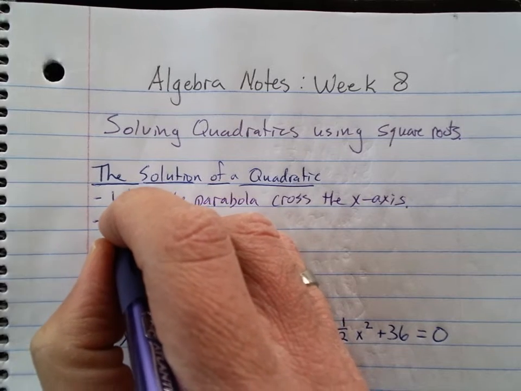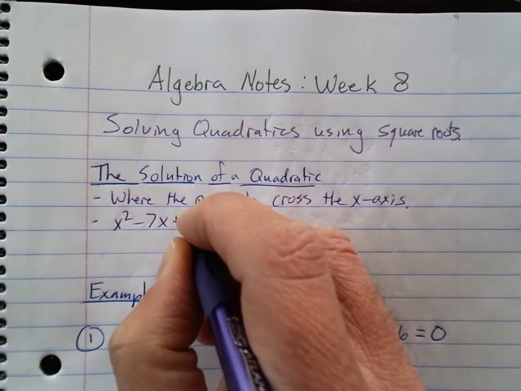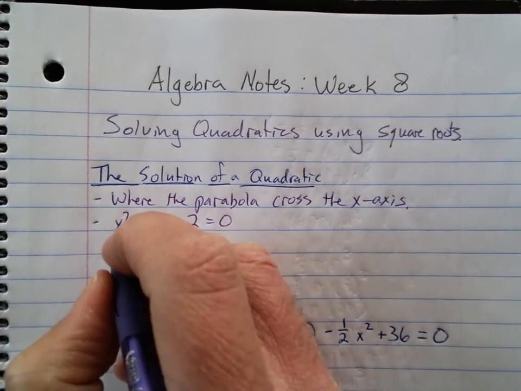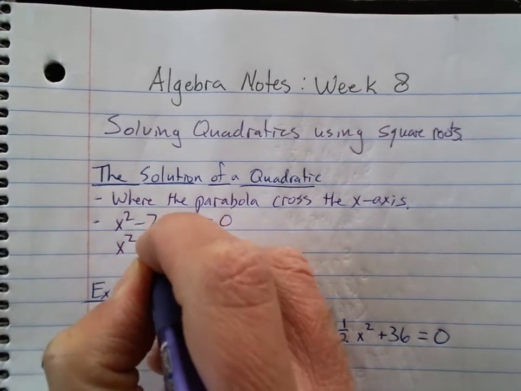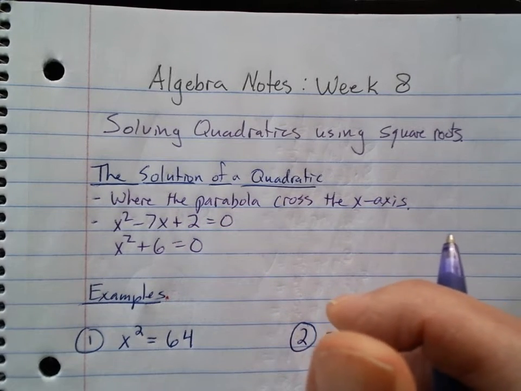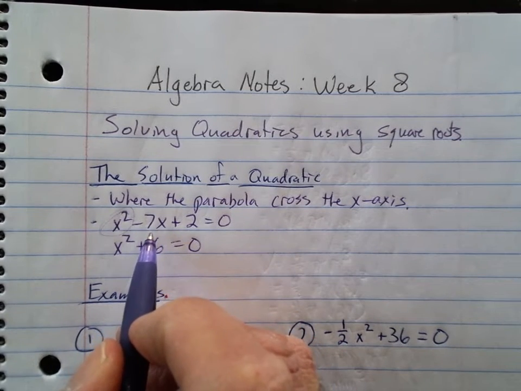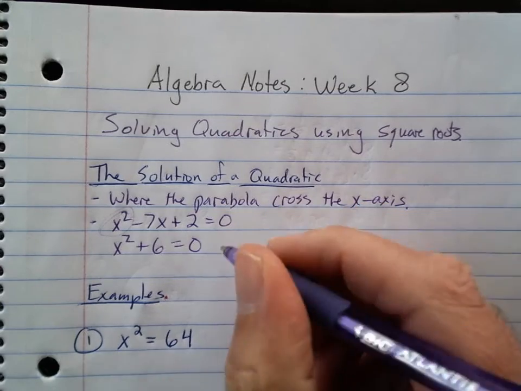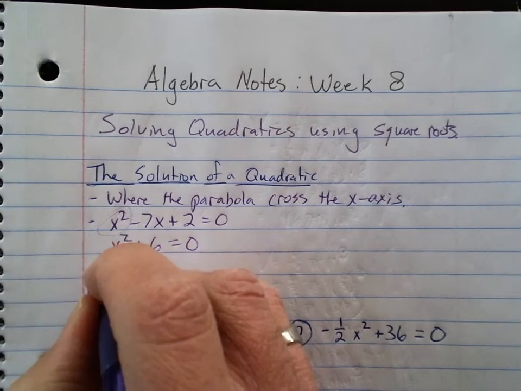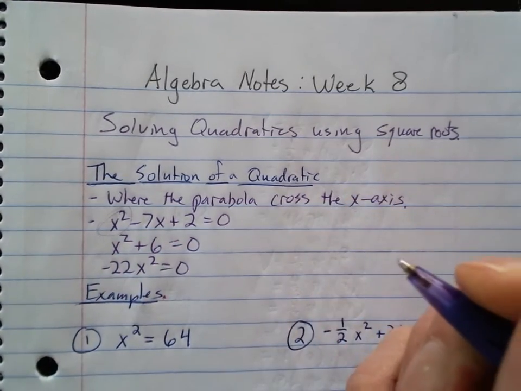So you can have anything that looks like x squared minus 7x plus 2 equals 0. That would be a quadratic. You could have x squared plus 6 equals 0. That would be a quadratic that we could try to find the solution of. Basically, it has to have an x squared. It doesn't have to have an x. It doesn't have to be a trinomial. It doesn't have to be a binomial. You could have a monomial. You could simply have negative 22x squared equals 0. All of those are quadratics.